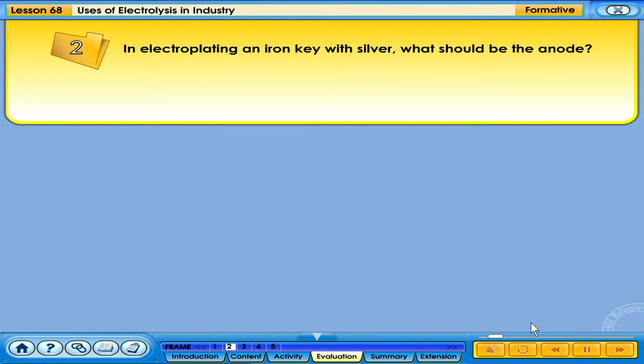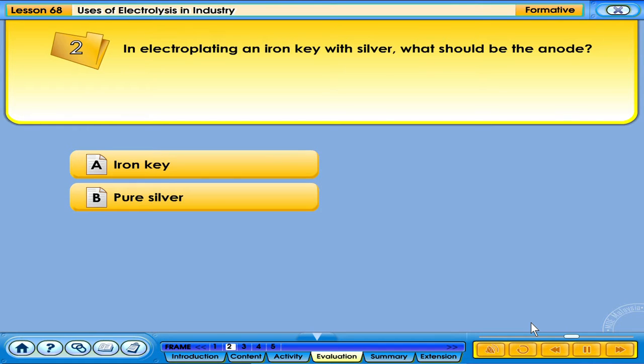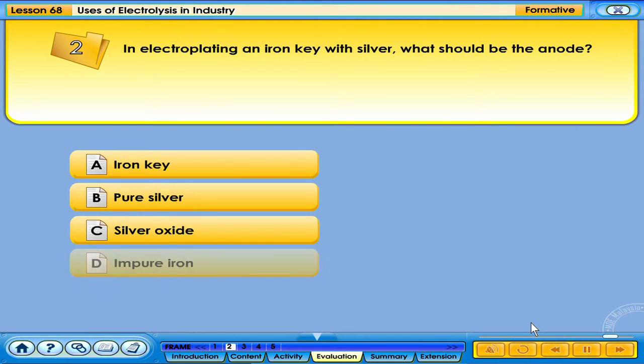In electroplating an iron key with silver, what should be the anode? A. Iron key. B. Pure silver. C. Silver oxide. D. Impure iron.